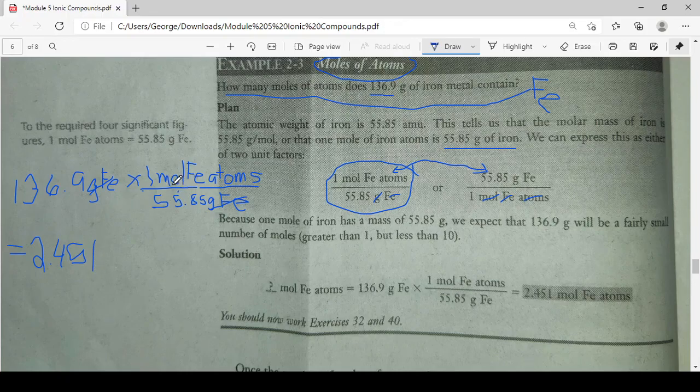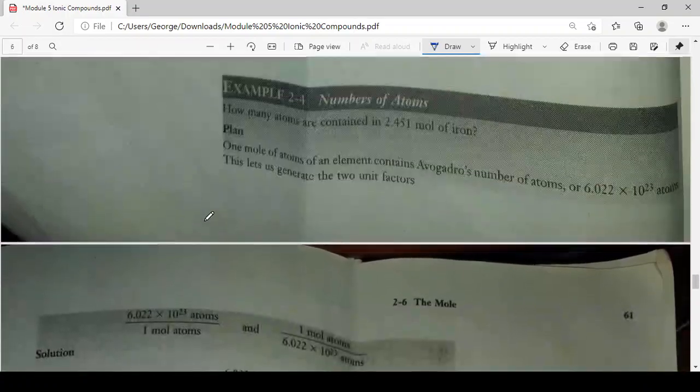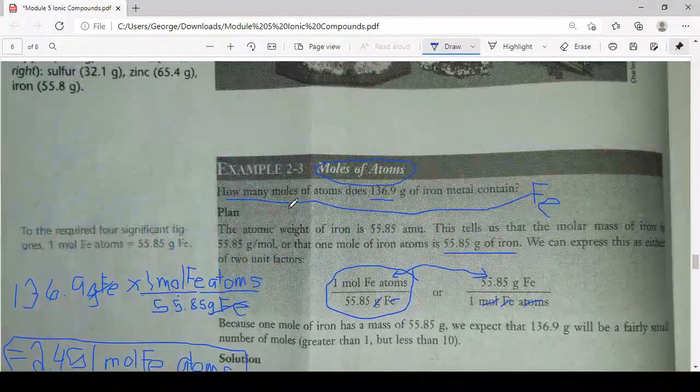mole. What is the unit? Mole of your iron atoms. Therefore, you should write mole of your iron atoms. And this will be your final answer. So next, we have solved your moles of atoms.